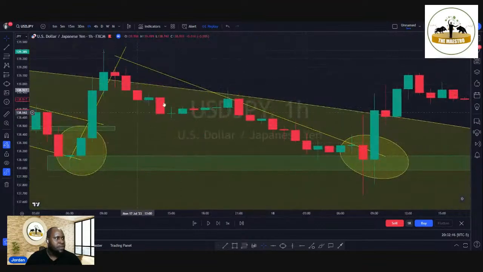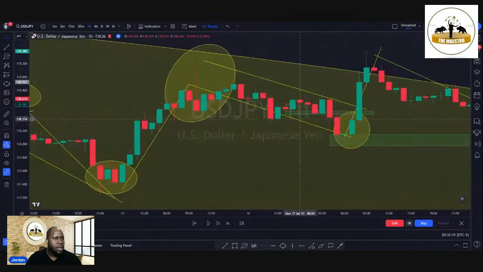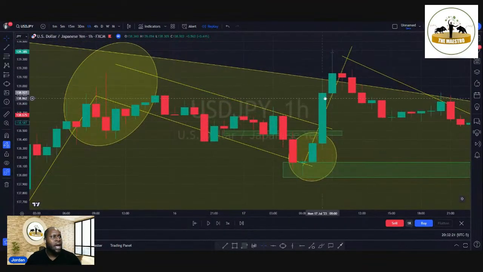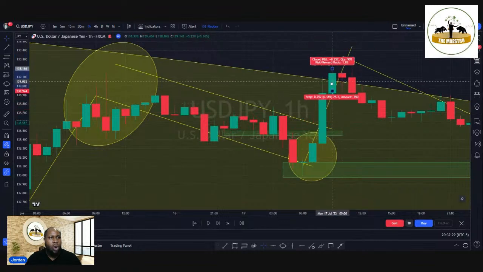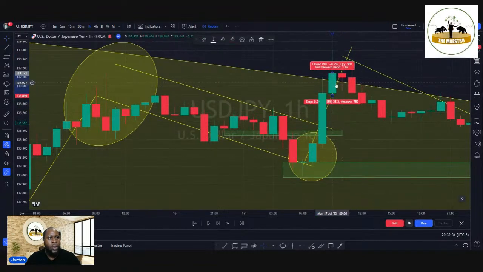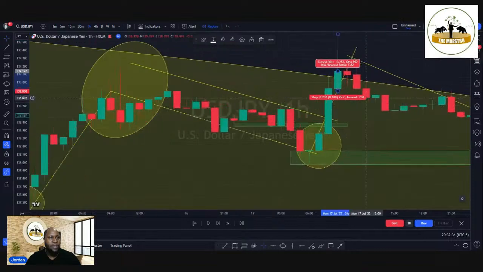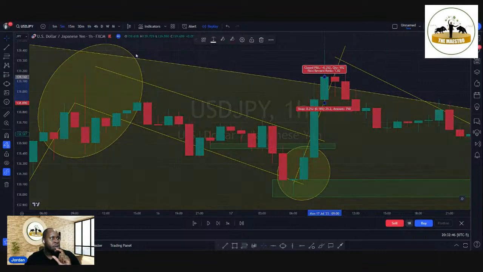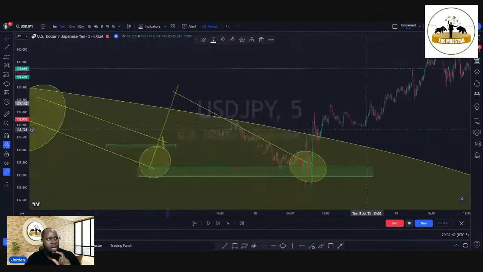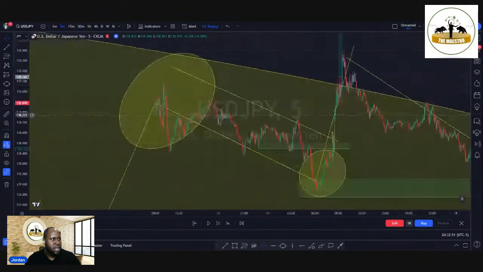One second, I don't even see where my thing went. All right, but if it was the 1 hour, I'm taking my entry all the way up here. So look how much ground you cover. You literally cover about 35 pips of a difference by going all the way down to the 5-minute to take your entry rather than the 1 hour, the 30-minute, etc.